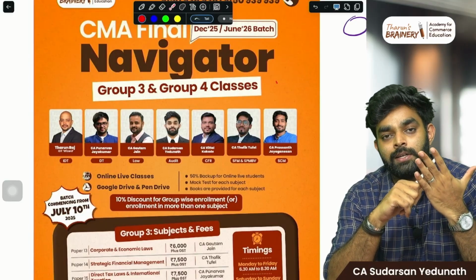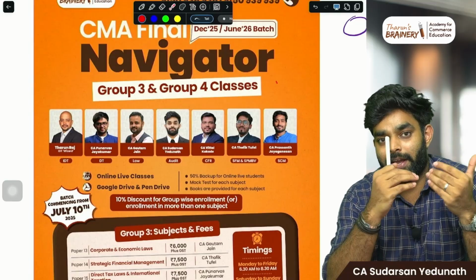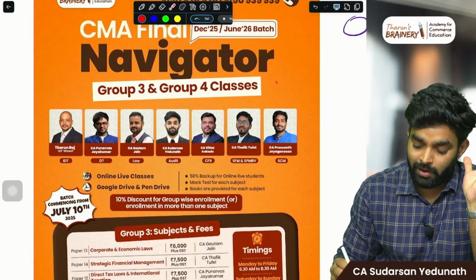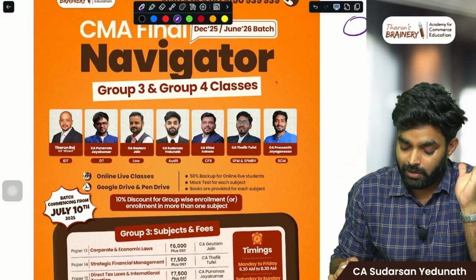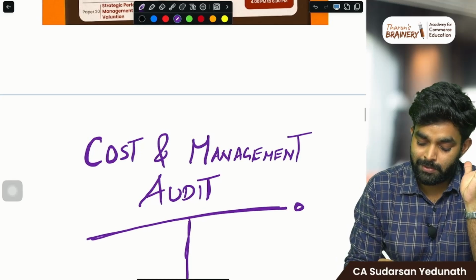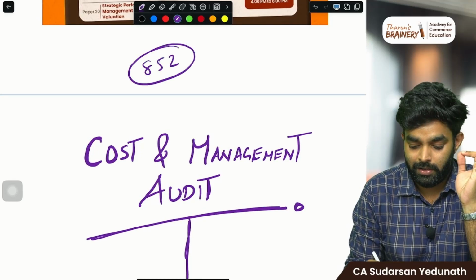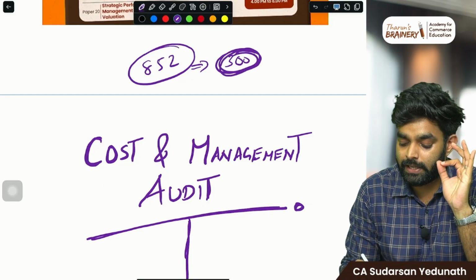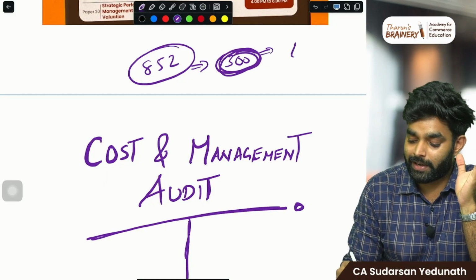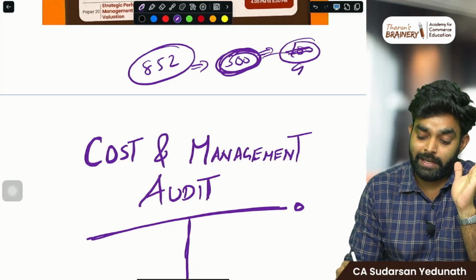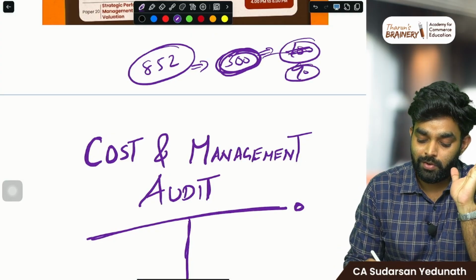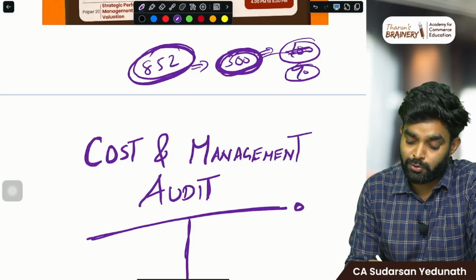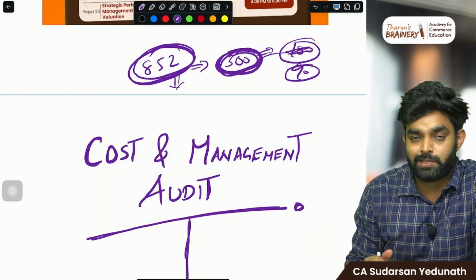80% of your attention should be focused on 30 to 40%. I don't believe in the Pareto principle, it's too much for me. But still, from your 852 page cost and management audit study material, there are hardly 200 to 300 pages at most. If you study these perfectly, you can get a 100 marks question, or at least a 90 marks question, from this. If you study all 852 pages, you may get 100 or 125 marks, including the optional marks questions.